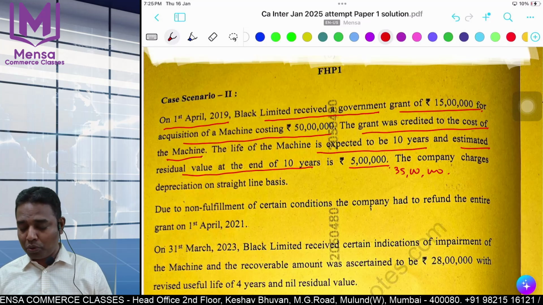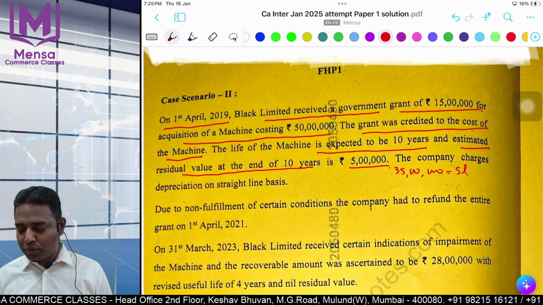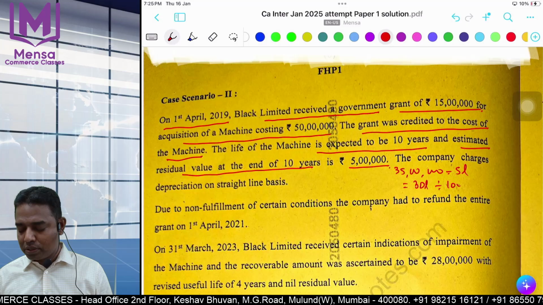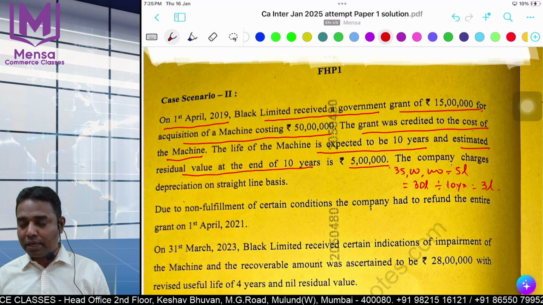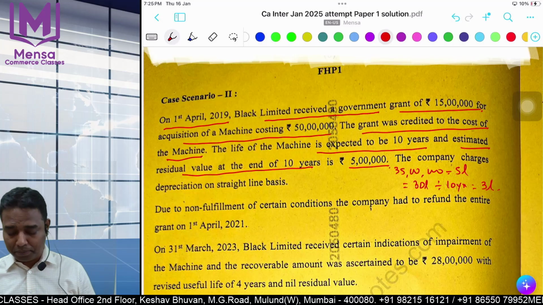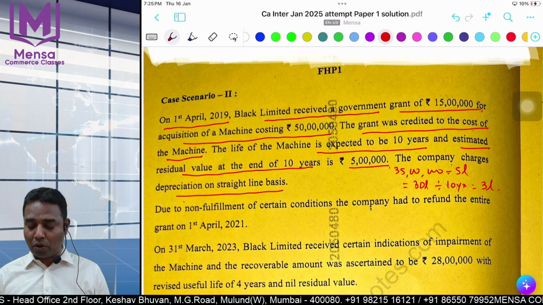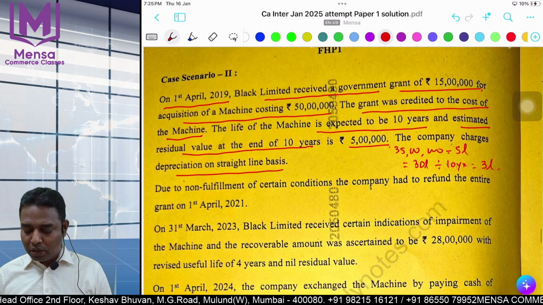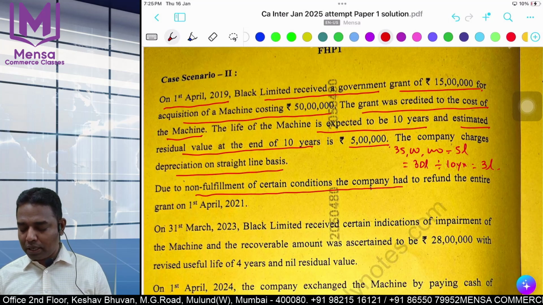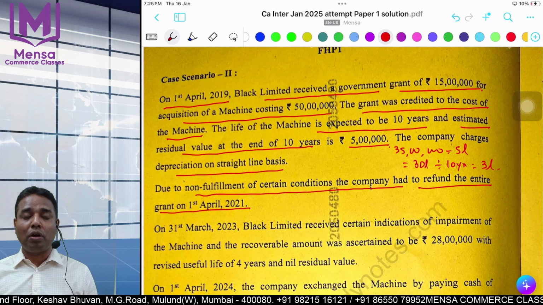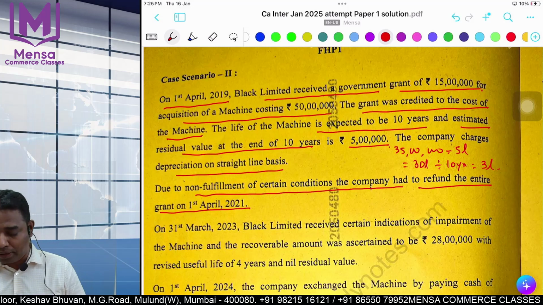So if I want to know the depreciation, 35 minus 5 lakhs, so 30 lakhs divided by 10 years, so obviously 3 lakh is the depreciation per year. That much understanding we have got because the question says depreciation is on straight line basis. Due to non-fulfillment of certain conditions, the company had to refund the entire grant on 1st April 2021.